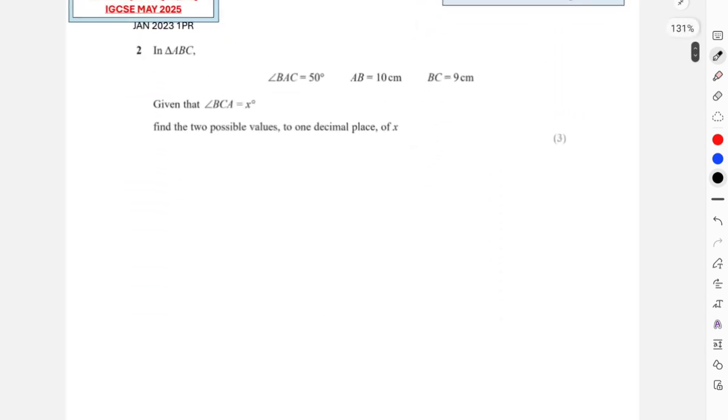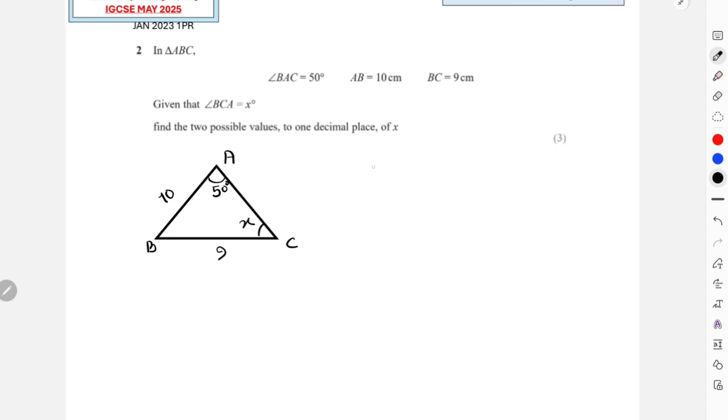Over here a similar cosine sine rule. Angle ABC, these are the lengths. Always draw a triangle for this kind of case when they have not provided you with a diagram. So ABC, length AB was 10, BC was 9, BAC is 50 degrees, and BCA is x degrees.